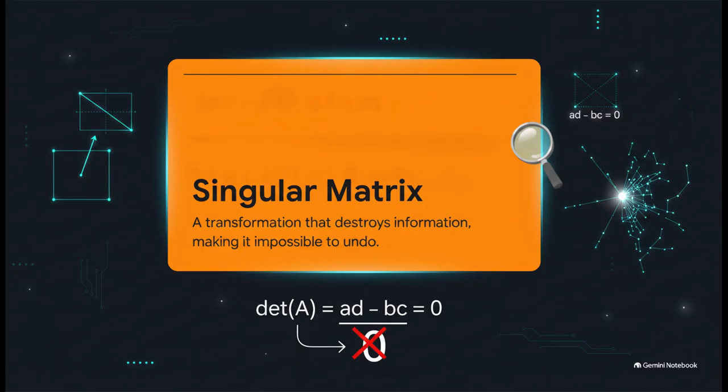It throws away information. And beautifully, this perfectly aligns with our math from earlier. When a matrix destroys information like this, that AD minus BC formula we used results exactly in a zero. And as we all know, you can't divide by zero. The math literally stops you from finding an inverse when the information is gone.